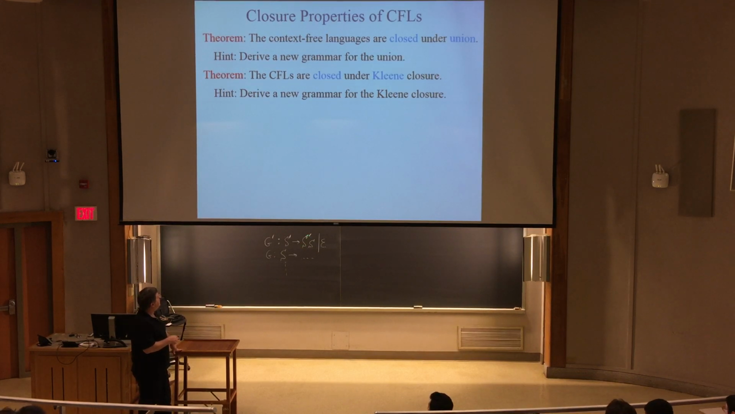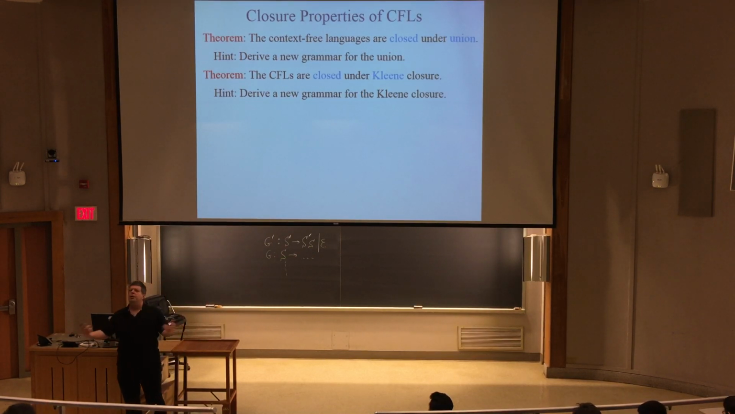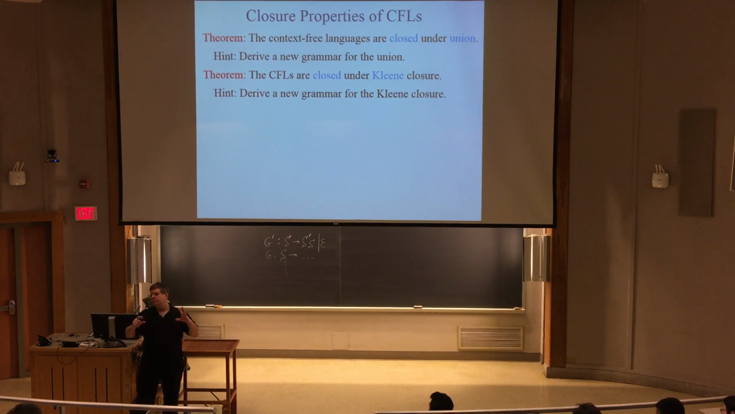make sure that this new symbol S prime is different than this S. So they're not both called S, otherwise there'll be confusion. So whenever you conjoin grammars or bash them together some way or surgically splice them, make sure that the symbols are all different from one grammar to the other.